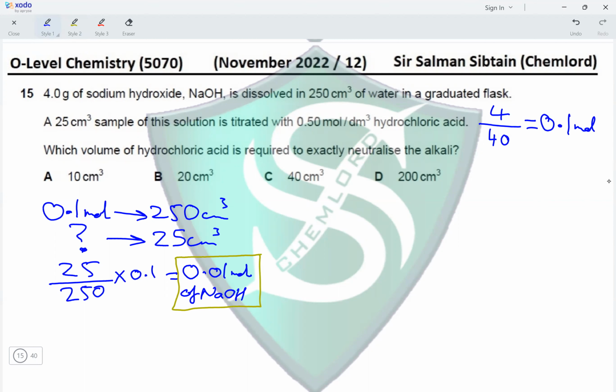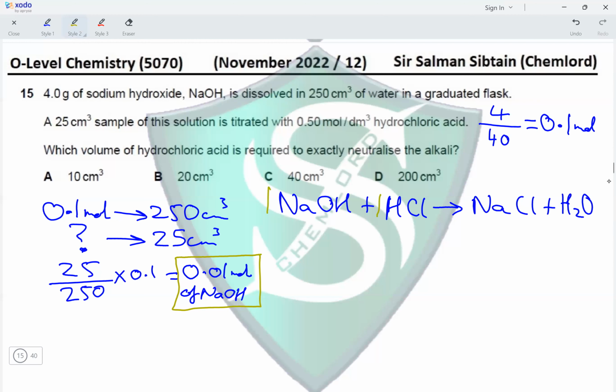A 25 cm cube of this solution is titrated with 0.5 mole per dm cube HCl. Okay, so this is titrated with HCl. So the equation for the reaction of NaOH with HCl is NaOH plus HCl giving us NaCl plus H2O, in which the molar ratio is 1:1 for NaOH and for HCl. So what they have told us is that we have used 0.5 mole per dm cube HCl. Now, what is the question? Which volume of hydrochloric acid is required to exactly neutralize the alkali?